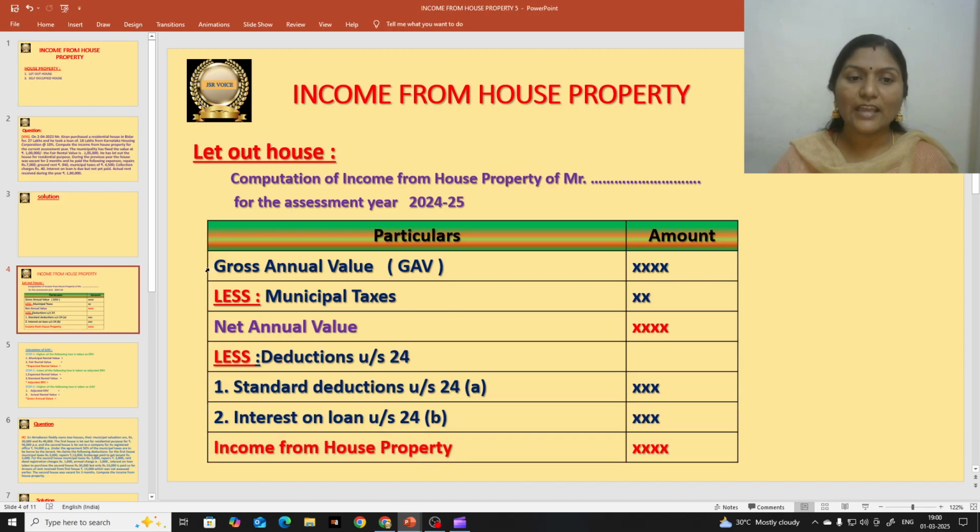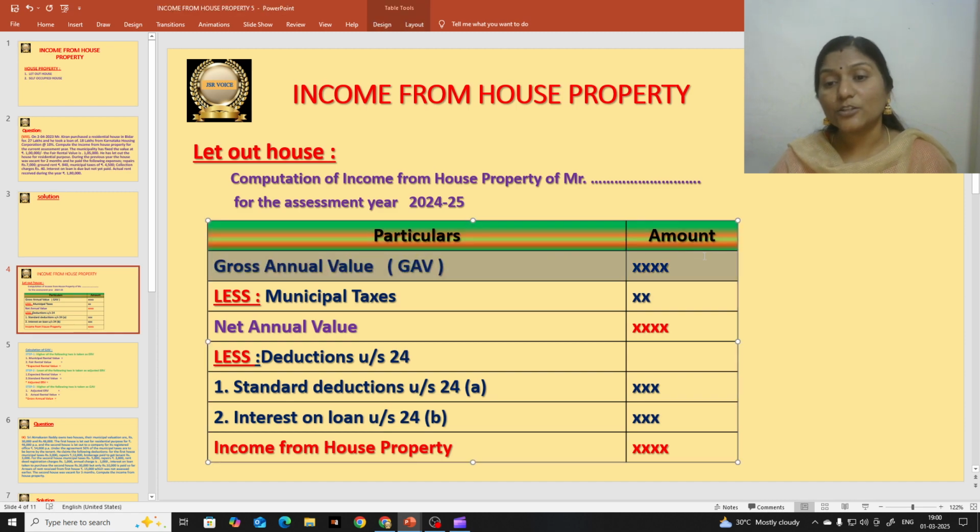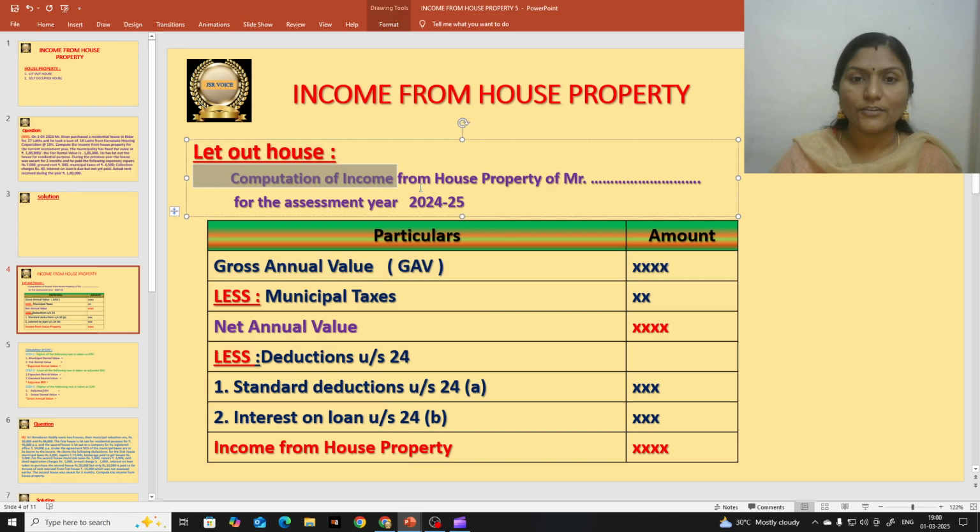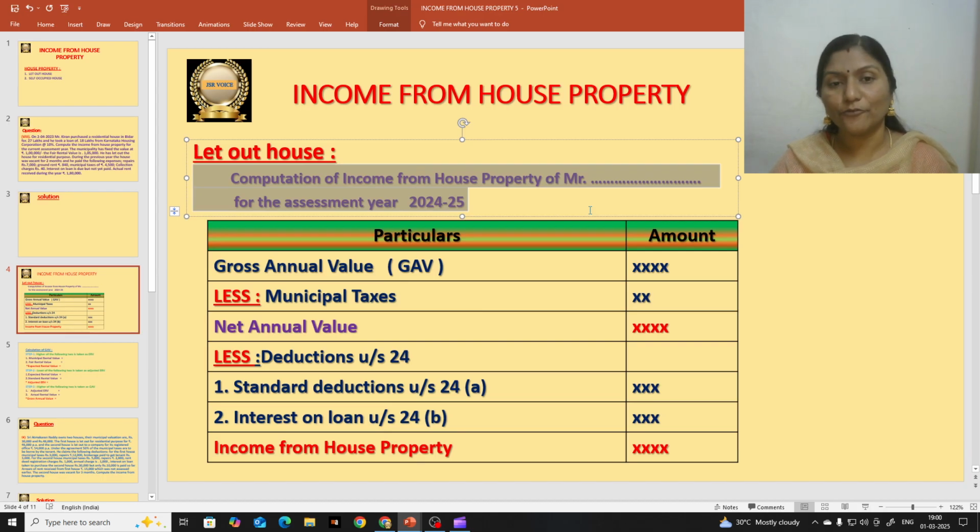So for GAV calculation, GAV actually is not given in the question. We should calculate it. For calculation of GAV, there are a few steps. We will discuss all the steps, and we will do the solution for one particular problem. Always this is a heading we should give for calculation of income from house property. Let us go into the discussion of one problem as well as its solution.